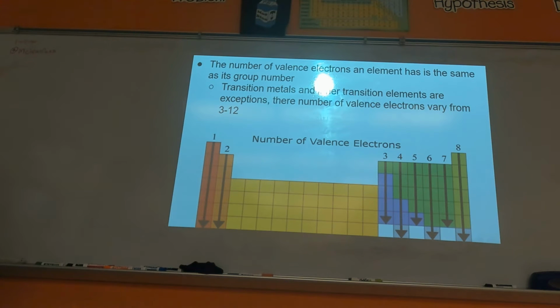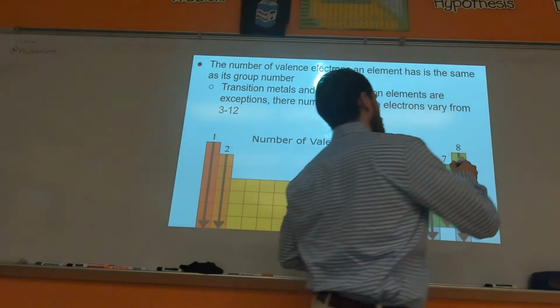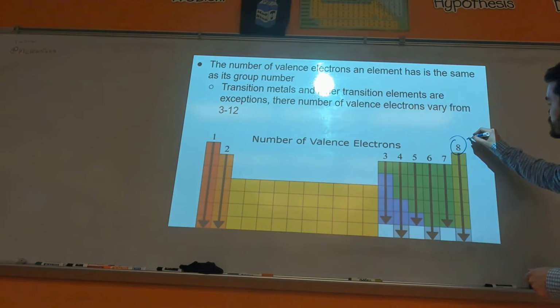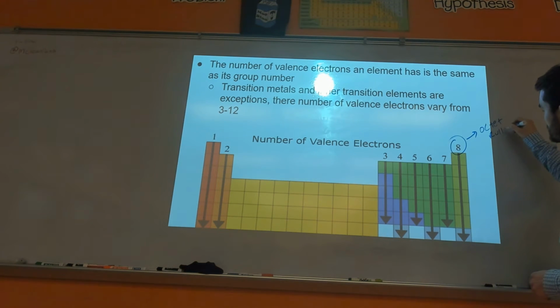Okay? 8 valence electrons, that's when atoms are the most stable. So this is the goal here. Elements want to get 8. That's called the octet rule, where elements want 8 electrons. Because if you have 8 valence electrons, that's when you have that full outside shell of electrons and you're going to be stable.